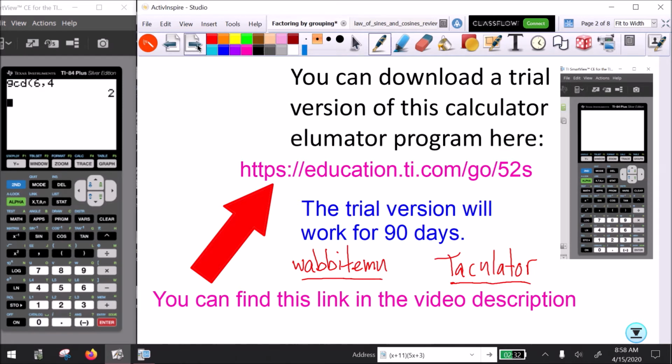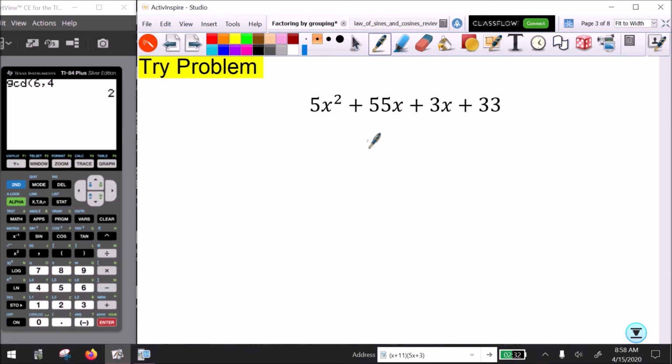Alright, let's do another example. This is a try problem, so if you want, you can pause the video now and try it on your own. And I'm going to show you the solution. So we have the original polynomial 5x squared plus 55x plus 3x plus 33. Again, just as in the last example, there is no number that can be factored out of all 4 of these terms other than the number 1. So we isolate the first 2 terms and the last 2 terms, and we look at them separately.